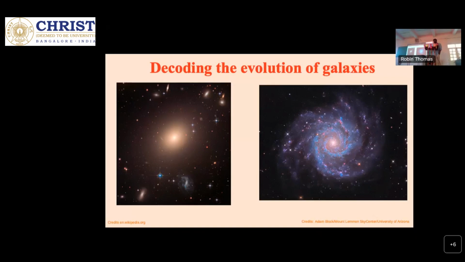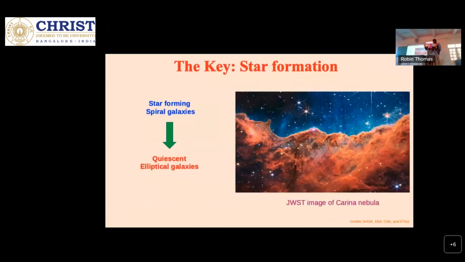So now we know the evolution happens from spirals to ellipticals based on the population, after studying the ages of the population in different types of galaxies. It's still in debate how to study the evolution of galaxies. One of the keys is star formation, which we can directly know. Star formation means the number of stars being formed in the galaxies. In our galaxy also stars are being formed. One image of the Carina Nebula, provided by JWST, is given here.